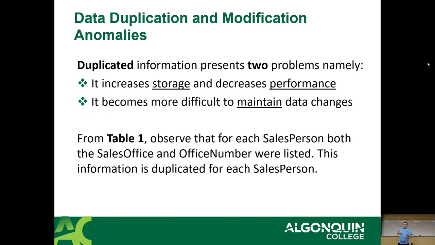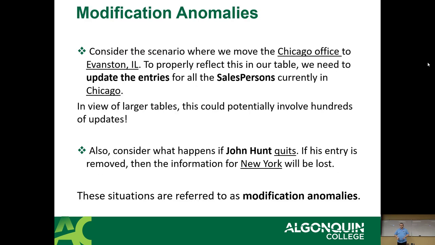So the sales information is duplicated for each sales rep. The office number gets duplicated, potentially other things. So that's just funny because I forgot that the slide even said that.